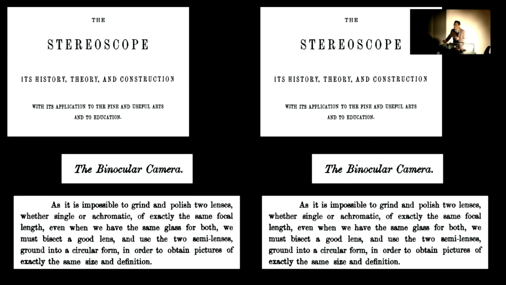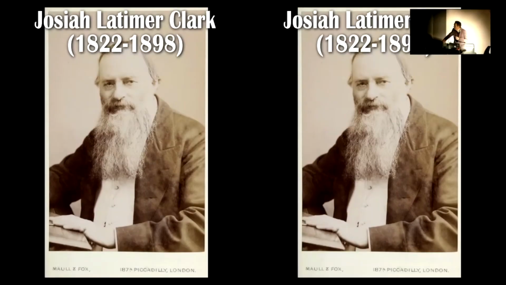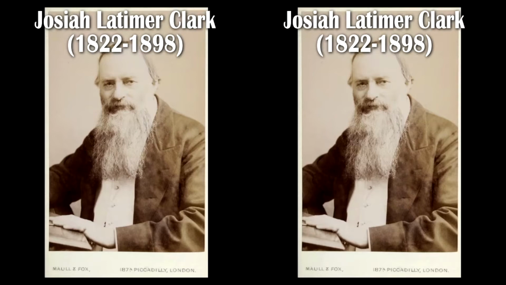So if you wanted to make a binocular camera, which means two lenses taking the two photos at the same time, you had to take one lens, cut it in half, polish it a little, so that you had exactly the same lenses. It was difficult, it was expensive, and most photographers didn't bother. They just used one lens, because that way they were sure that the two images were taken with the same lens.